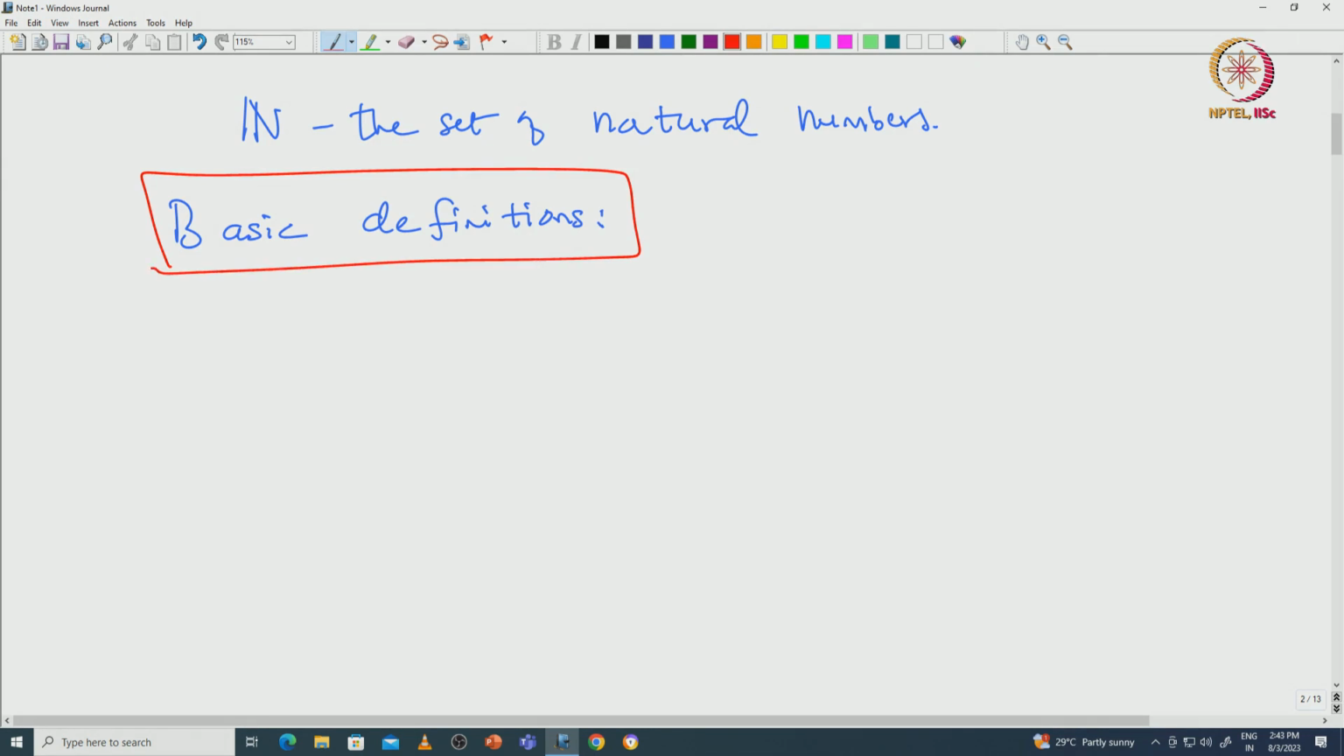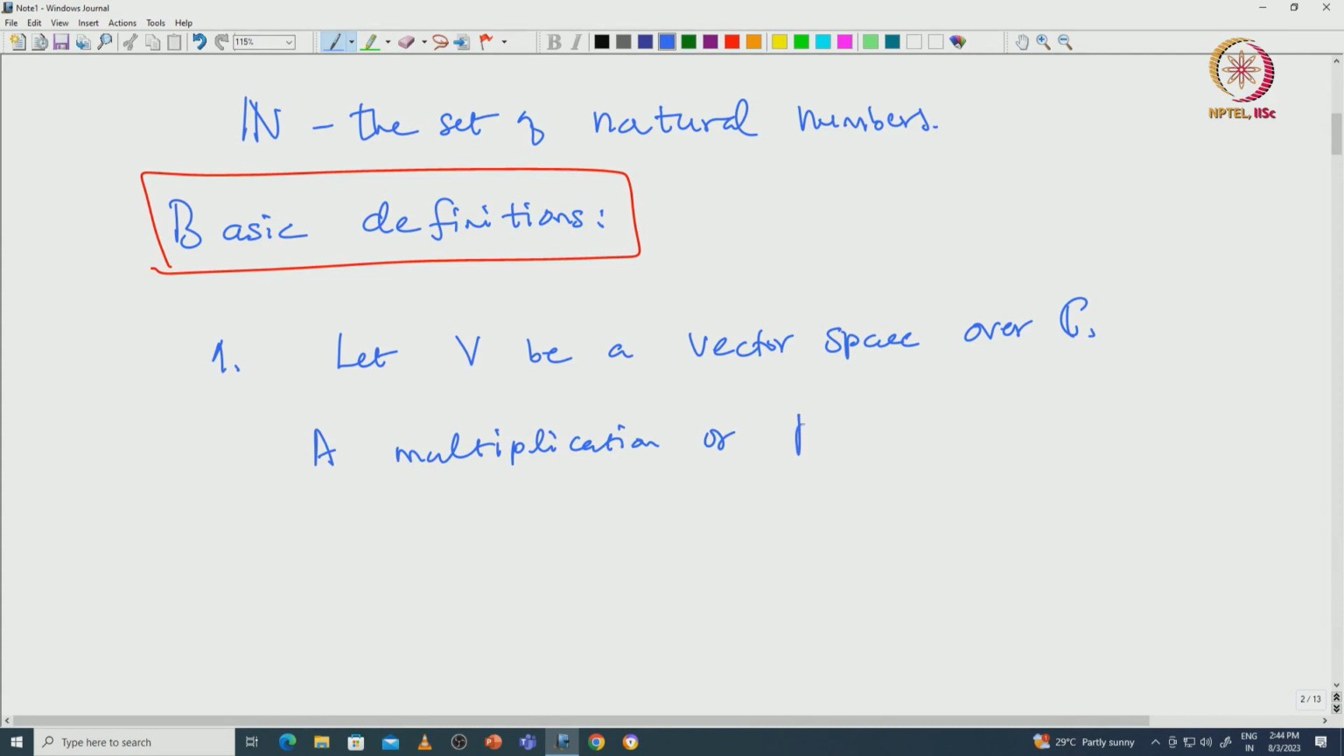The very first definition is the product, or called multiplication. Let us start with a vector space. Let V be a vector space over complex numbers. A multiplication or a product is a bilinear map from V cross V to V. Given two elements x and y in V, we will have some image inside V. It is linear in the first coordinate and the second coordinate. That is called a multiplication or a product.